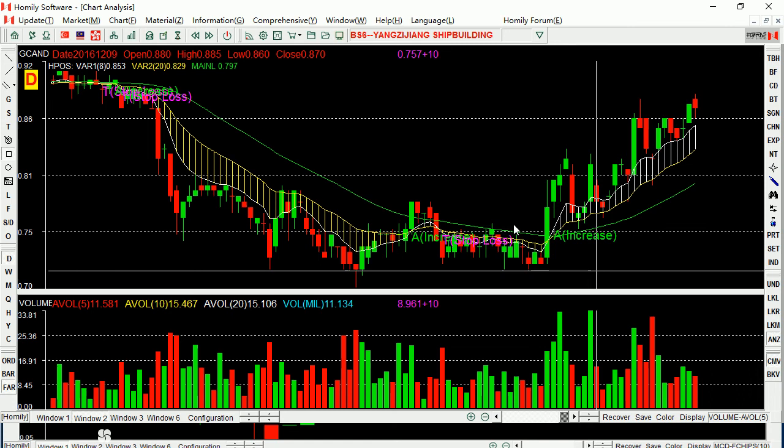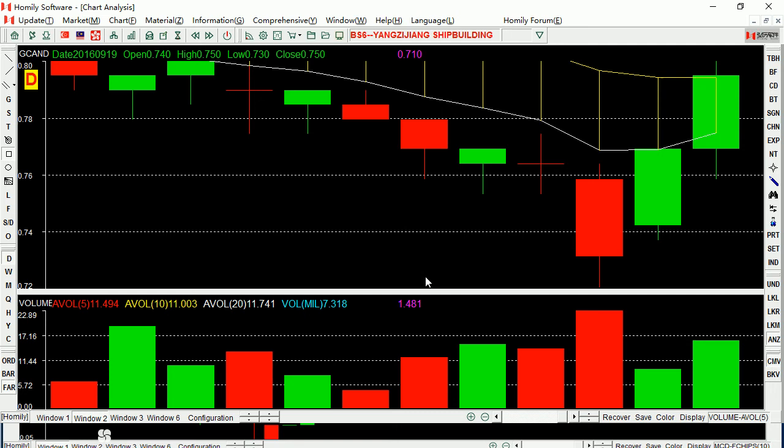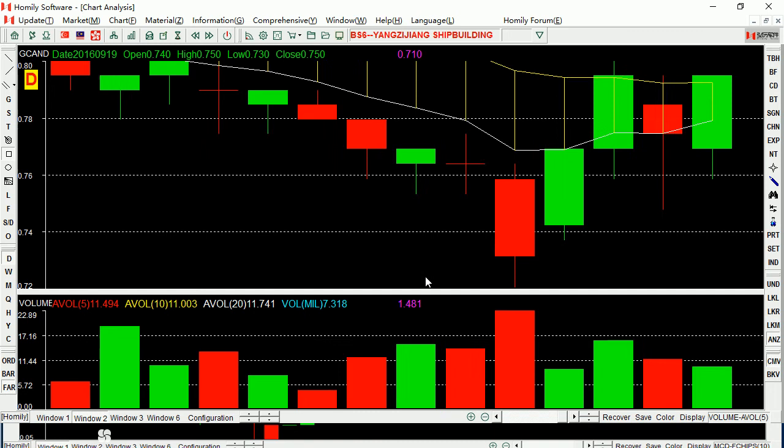Let's see this one. This is Yangtze River. Here, can we buy or not? The bullish candlestick upward breaks through the yellow and the white line. Can we buy or not? Upward breakout. Do we see a breakout or not? Not yet, right? So wait and see.